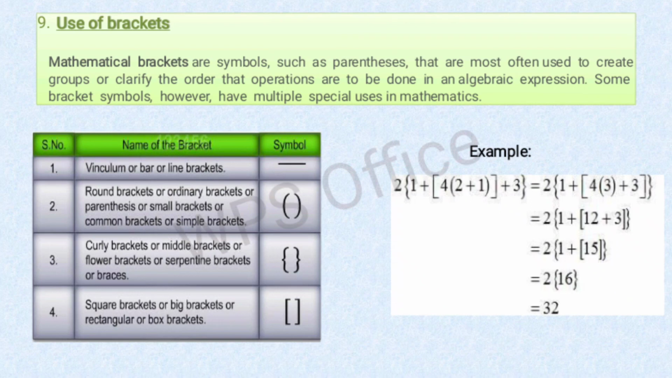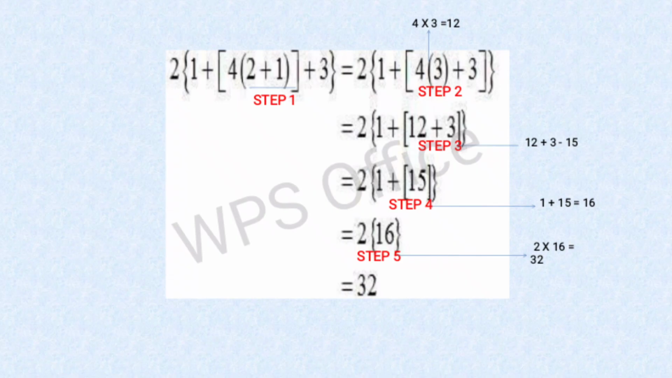Now, what are the uses of these brackets? These brackets are used using a mnemonic, BODMAS, where the brackets are solved first. So here in the example, 2 curly bracket 1 plus square bracket 4, curved bracket 2 plus 1 bracket close, that is a curved bracket closed, square bracket closed plus 3 and curly bracket closed.